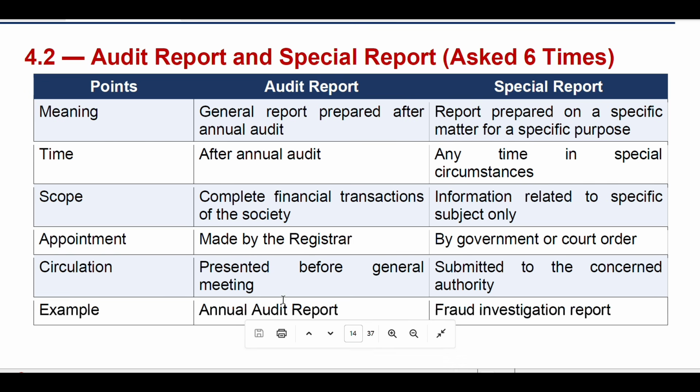Annual audit reports. So that is the example actually. So you can write here: special audit report or special report. A report prepared on a specific matter for a specific purpose, any time in special circumstances. Information related to a specific subject only, by government or court orders, submitted to the concerned authority. An example is fraud investigation reports. In this matter, these special audits happen.